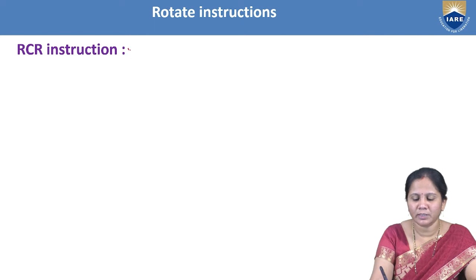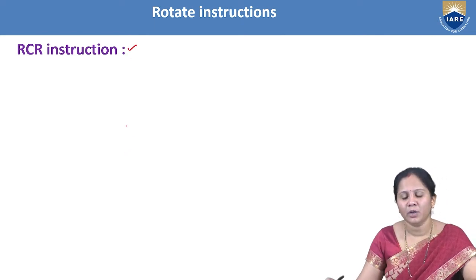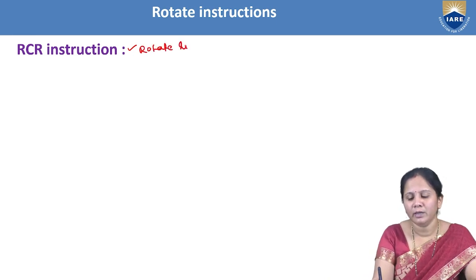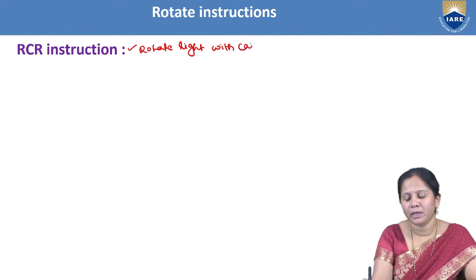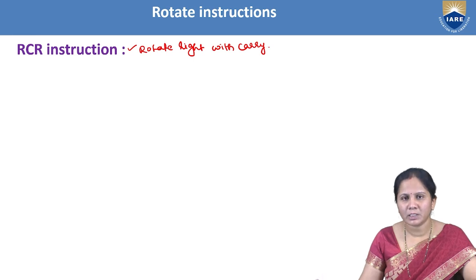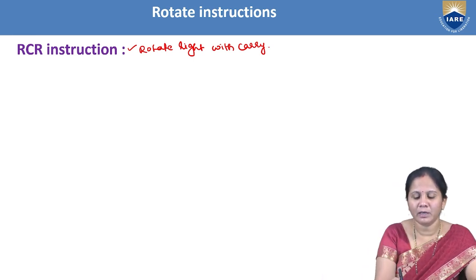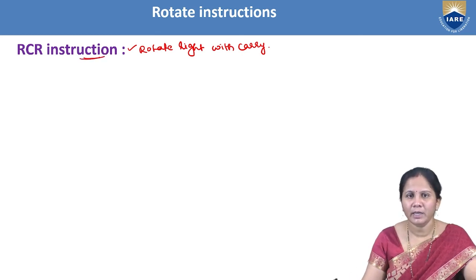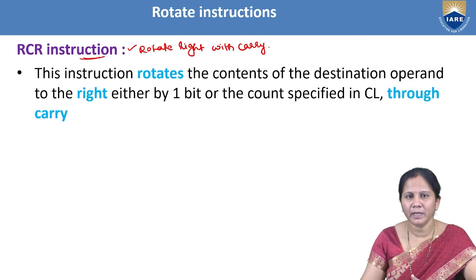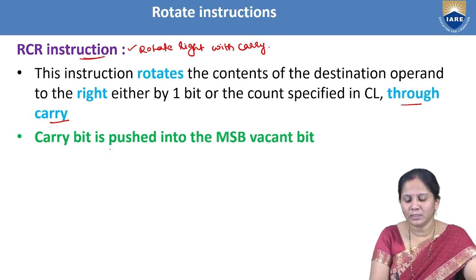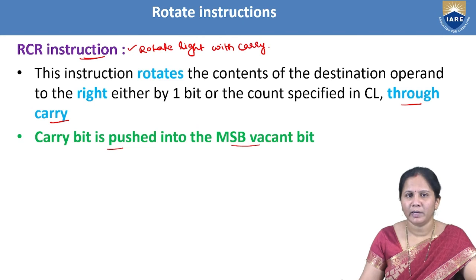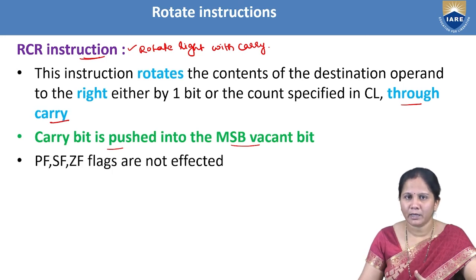Next, coming to the next instruction, it is the RCR instruction. RCR represents rotate right with carry. So same as the previous one, but we excluded the carry bit during rotation. But here, while considering this instruction, we have to consider the carry bit, and that carry bit should be rotated into the vacant bit. Okay. So here also the rotation operation will be performed only by one bit. But while performing this rotate operation, you have to consider the carry bit also for rotation. Generally the carry bit will be pushed into the MSB vacant bit. So when it is rotated towards right, the MSB bit will become vacant. That vacant bit will be filled with the carry bit in this case.